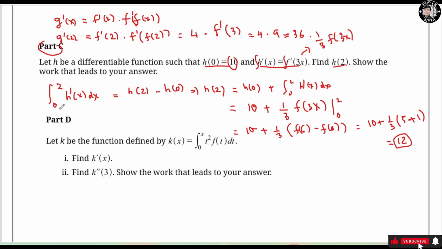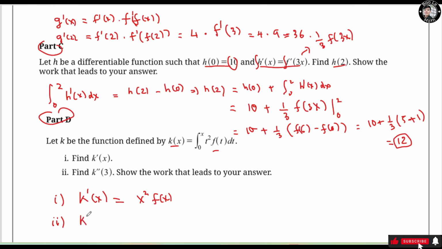Now question D. Let k be the function defined by k of s equals this, find k prime of s. So k prime of s is, take the derivative of this one, right? So it could be s squared times f of s, right? Now question E. Find k double prime of 3.